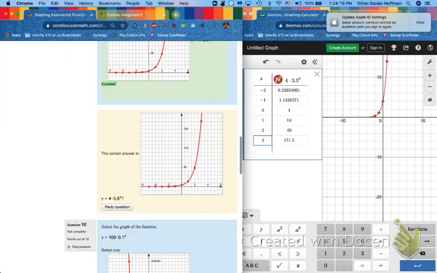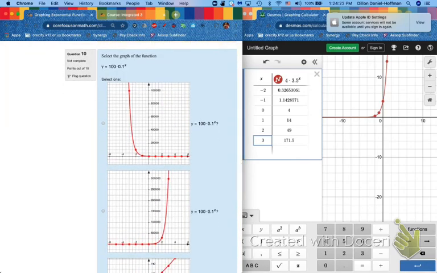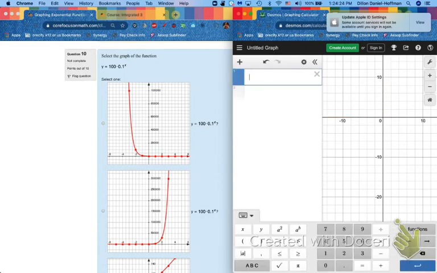And finally, we've had 2 graphs that go up. It's only fitting that we end with one that goes down. So I'm going to exit out of this graph. I'm going to type in y equals 100 times 0.1 to the x. How did I know it's going down? Because that multiplier now is less than 1 at 0.1. So you can see my purple graphs going down. Purple's my favorite color. Love seeing that.